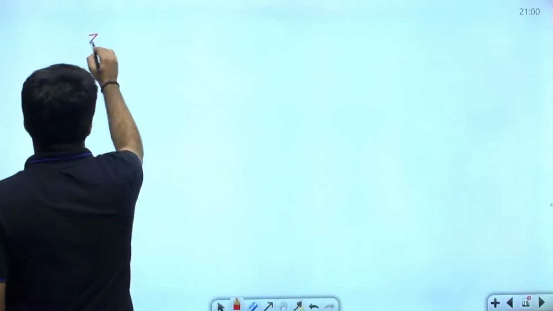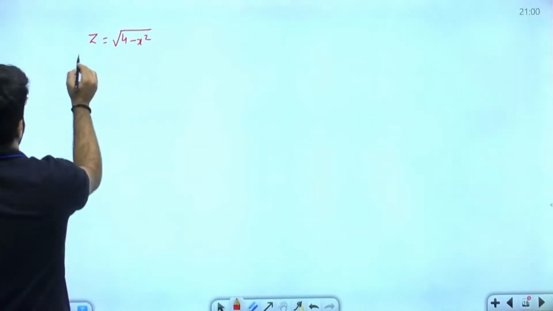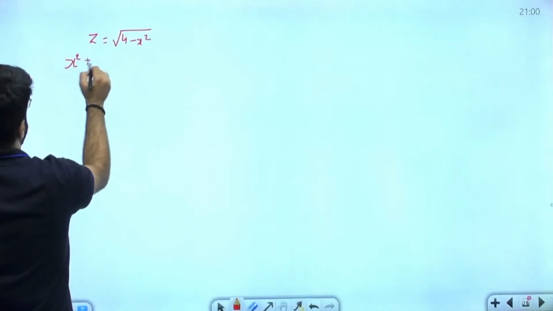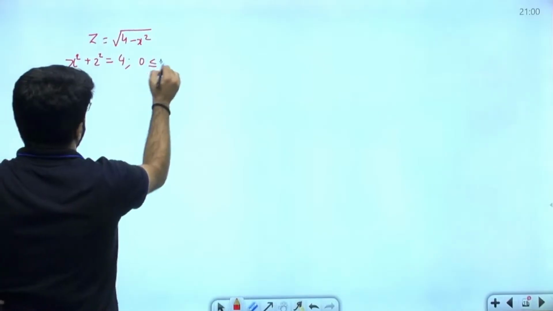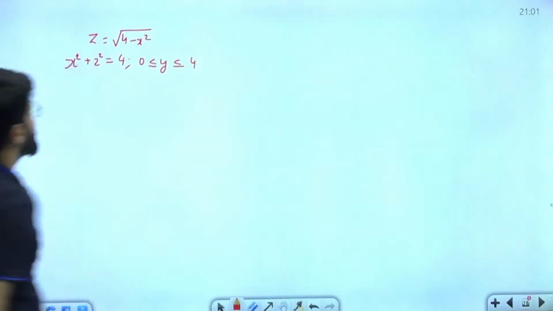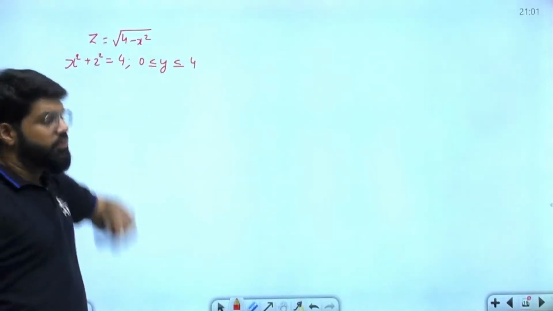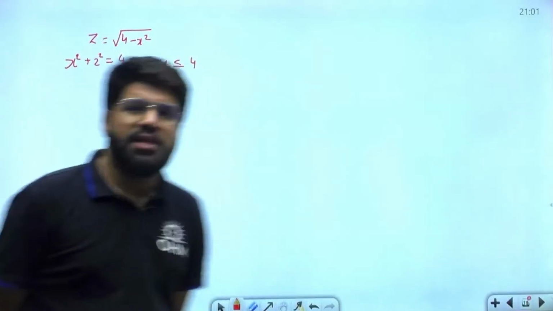Okay, z is given to you as root over 4 minus x square. Or we can write it like this: z square is 4 minus x square, so x square plus z square equal to 4. Y is between 0 to 4. Forget x for now, the x range is also given; I'll bring it in later. For every value of y, x square plus z square equals 4.